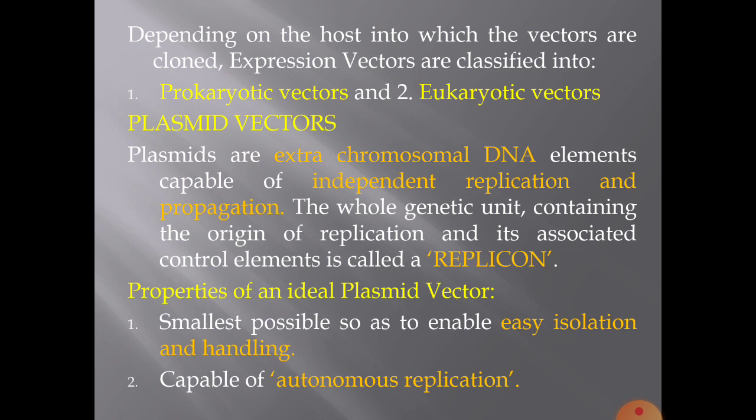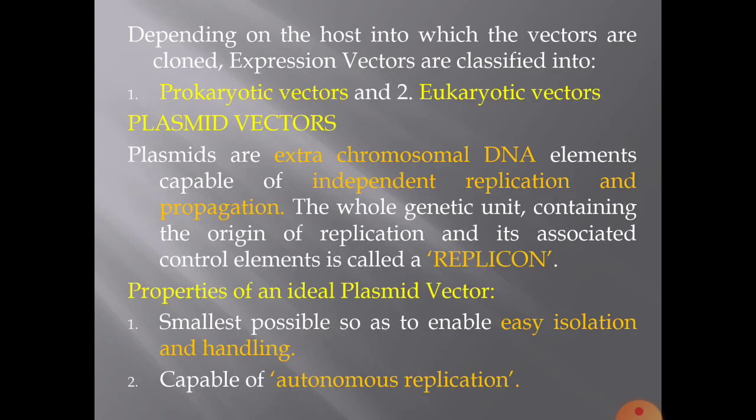Okay. So after knowing the definition, the properties of a good vector and the types of vectors which we normally use in RDT, now we should study different types of vectors, wherein according to your syllabus you are studying only three. One is plasmid vectors, another is bacteriophage vectors, another is cosmids. In this class we will study plasmid vectors. The rest of the two we will study in our next class.